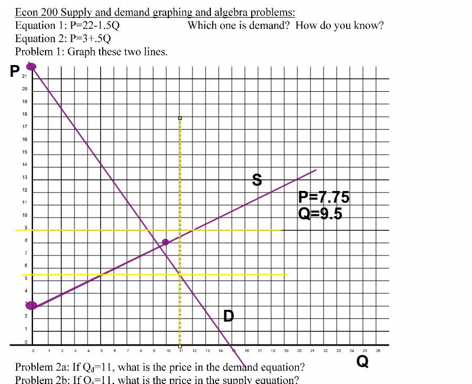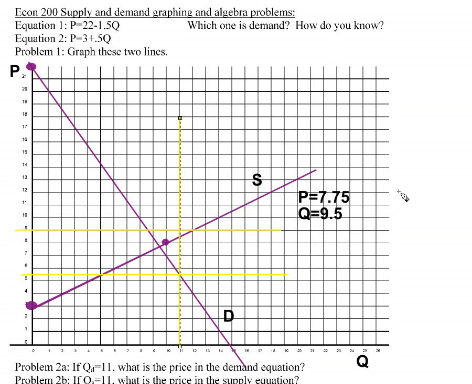Welcome back to part B of my lectures on supply and demand with graphing and a little bit of algebra. And in the first part, we were graphing this demand equation, price equals 22 minus 1 and a half Q, and price equals 3 plus 0.5 Q for supply. And we found that the equilibrium price is $7.75 and the equilibrium quantity is 9.5 units.